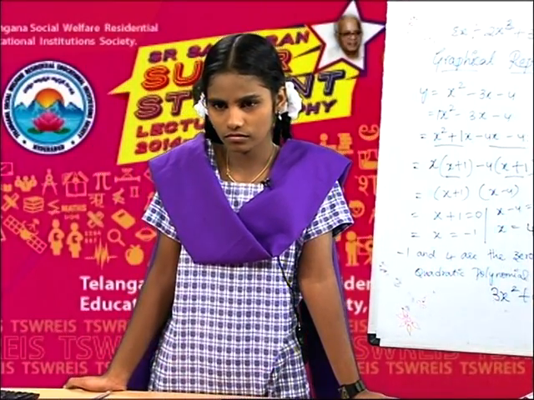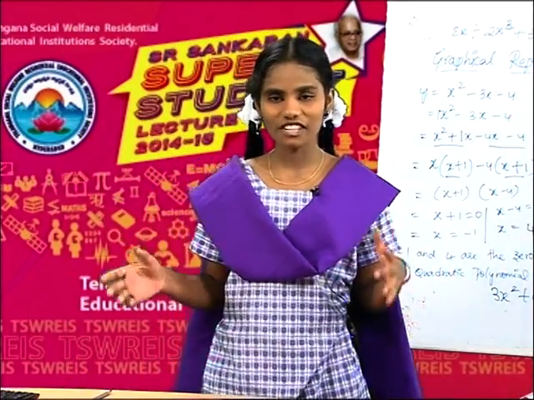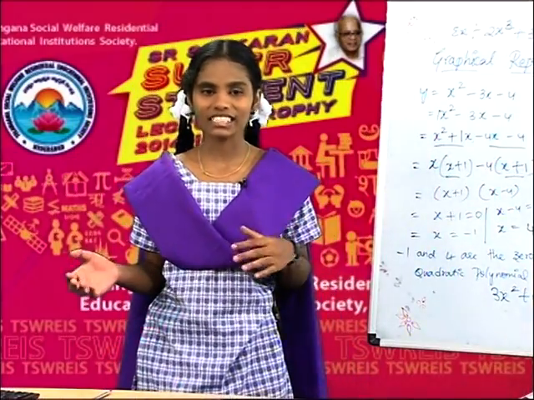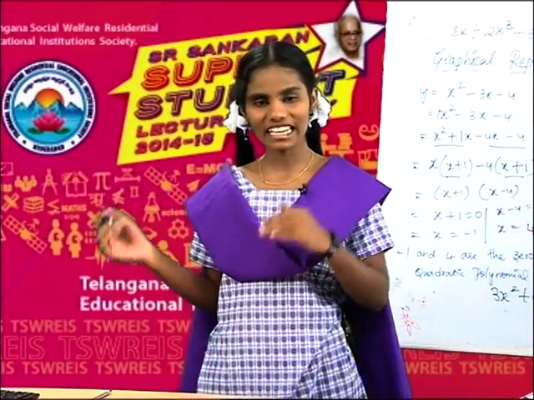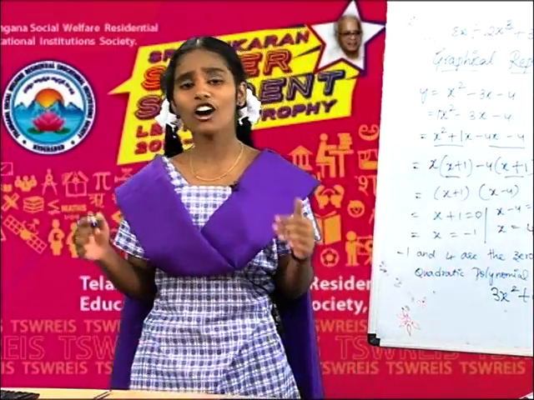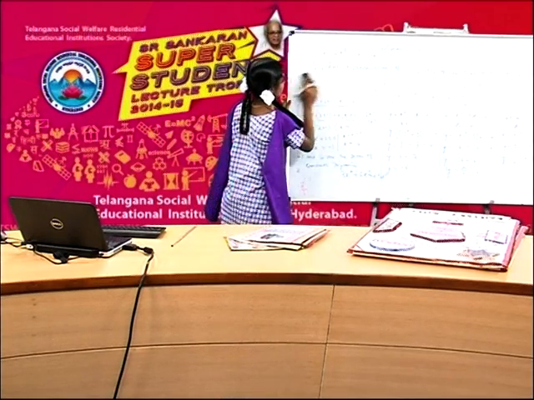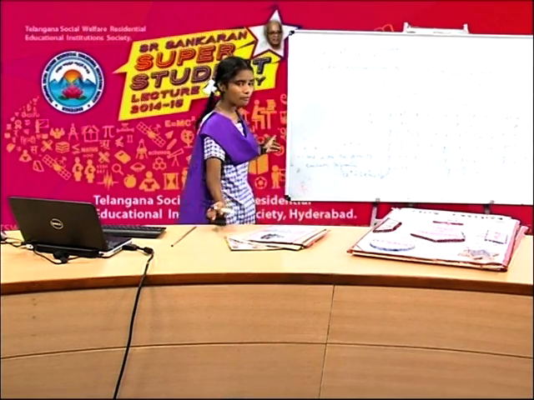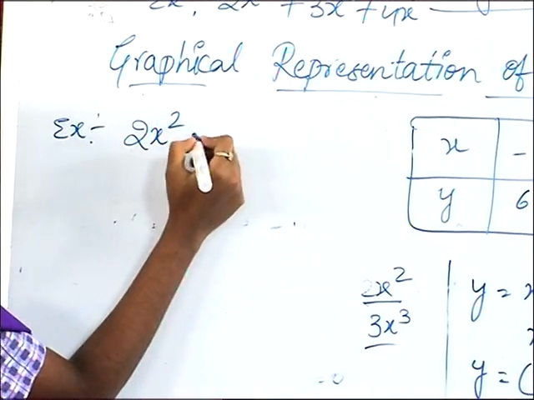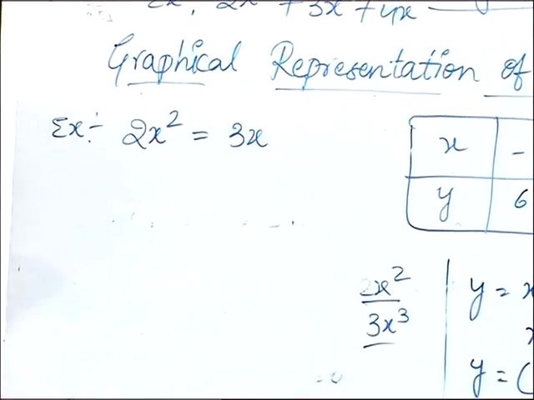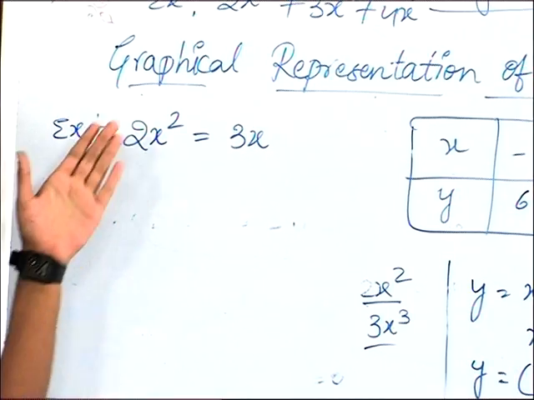What is the difference between an equation and an expression? Okay friend, this is a good question for me. An equation is nothing but it consists of 2 sides, LHS and RHS. For example of an equation, 2x squared equals 3x. It is an equation because it consists of 2 sides, LHS and RHS.